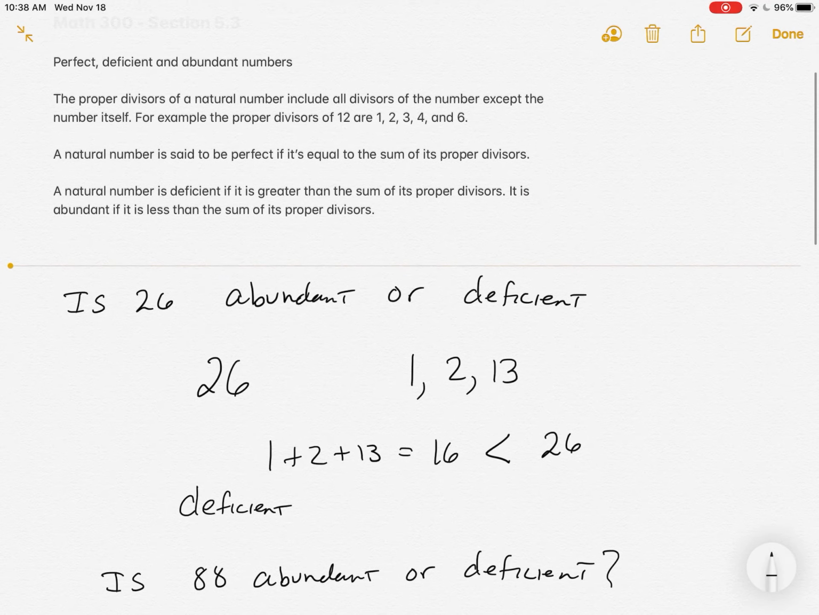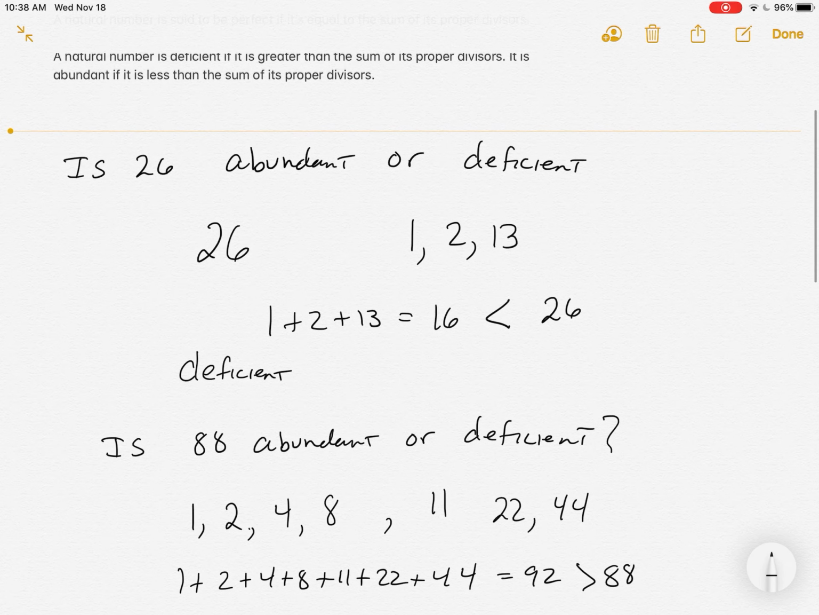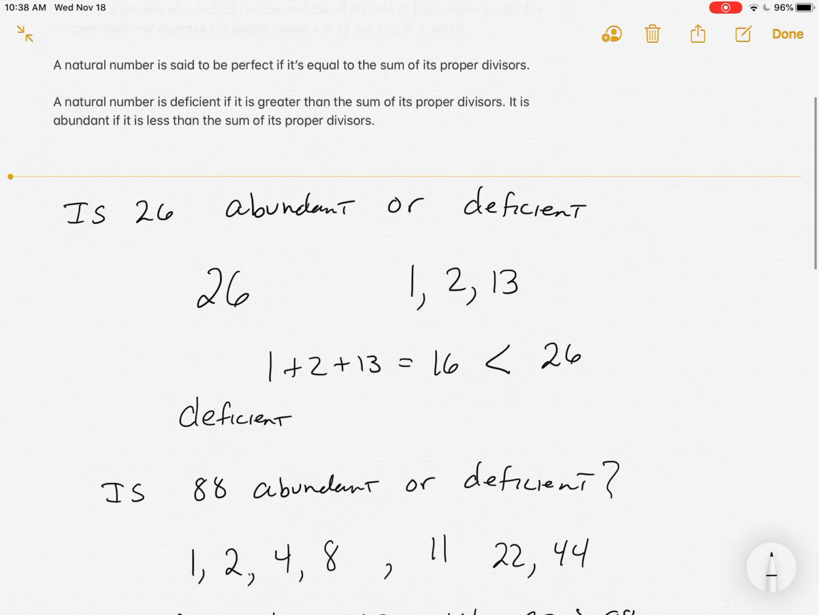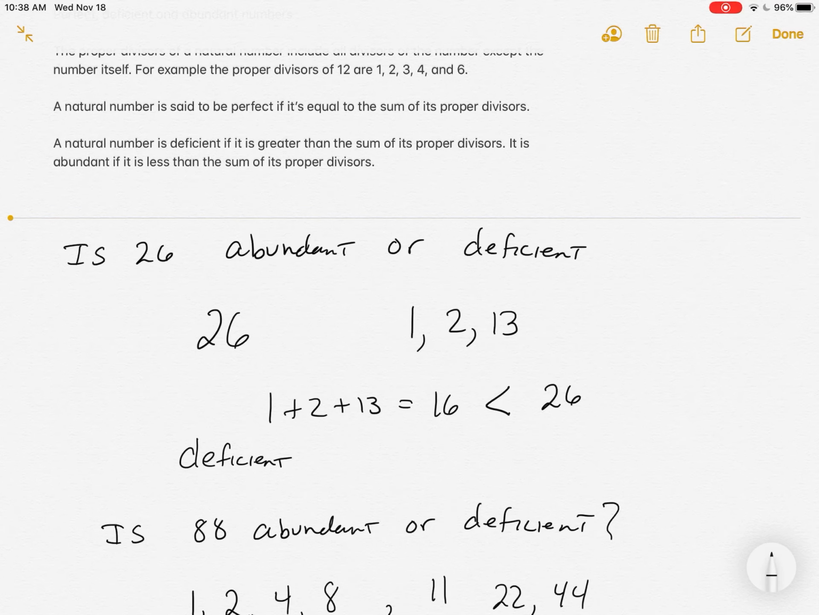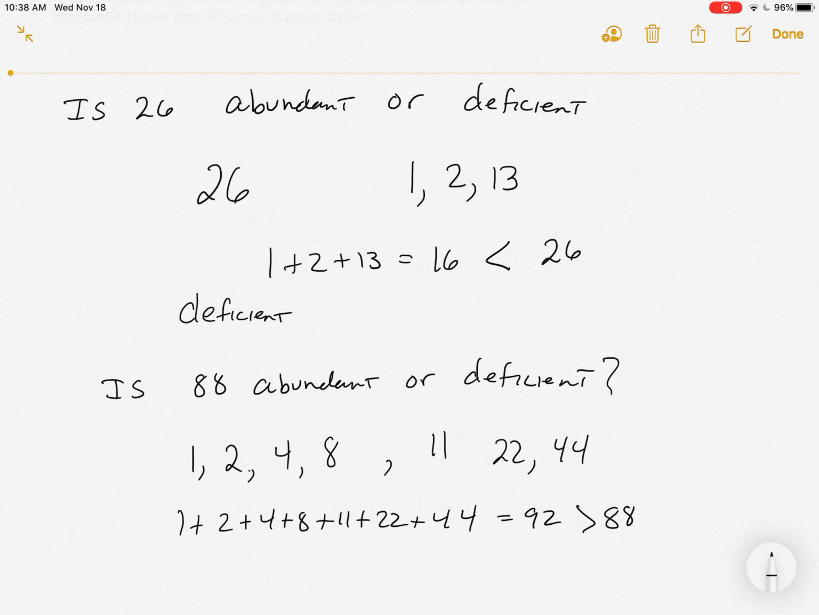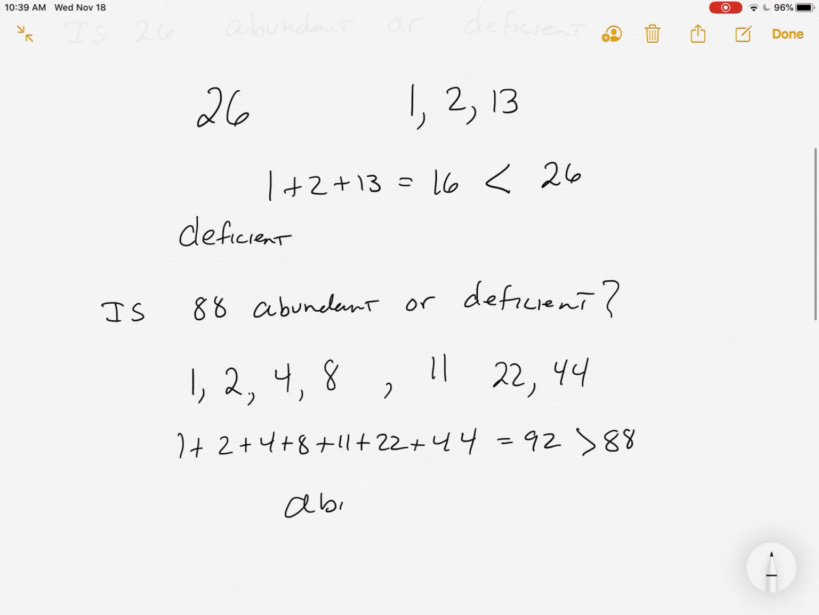But the question is, is that abundant? A number is abundant if it is less than the sum of its proper divisors. It's abundant because that sum is bigger than what we were dealing with. It's deficient because that sum is smaller than what we were dealing with. So this is abundant. Now, it's possible for a number not to be deficient or abundant.